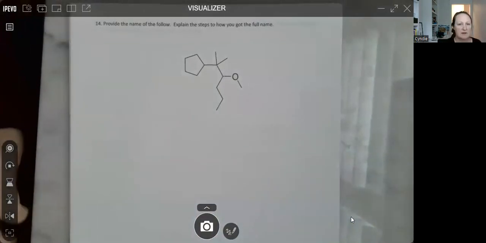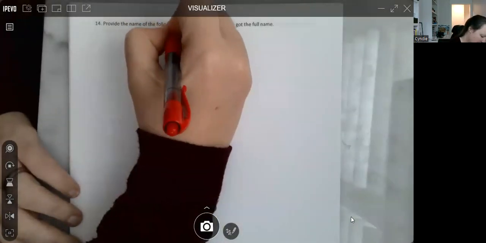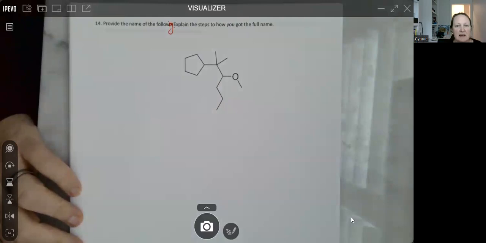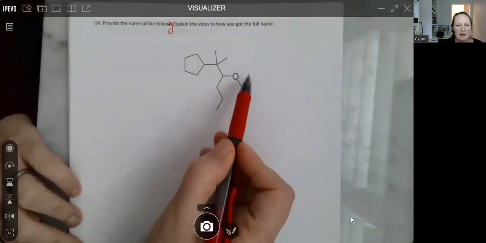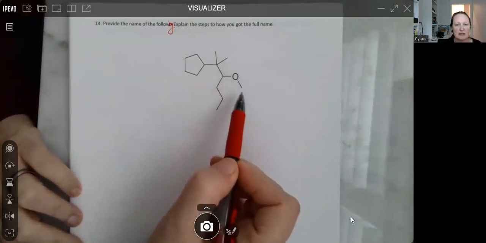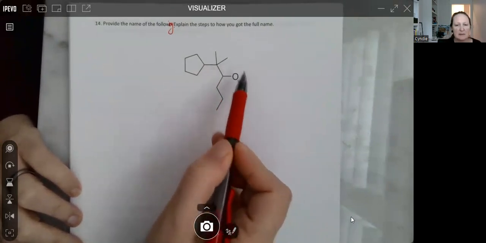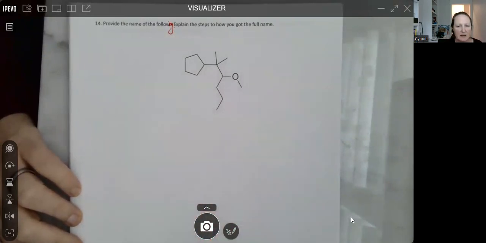All right, so it says provide the name, again, of the following. Explain the steps to how you got the full name. Okay, so it looks like we have an ether, right? But remember that there really isn't a way to name ethers. This is just a methoxy substituent, right? And we're going to name it as an alkane. So we want the longest carbon chain.